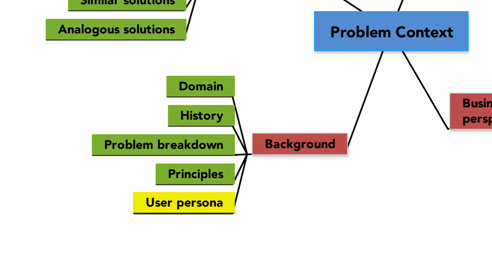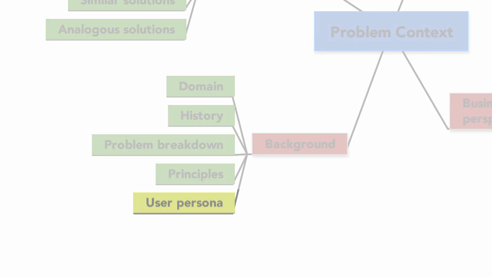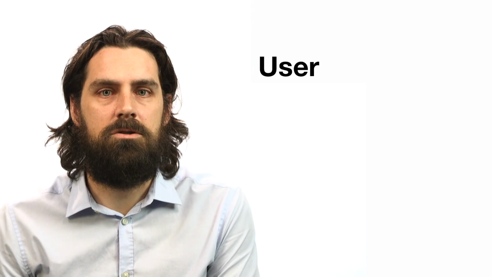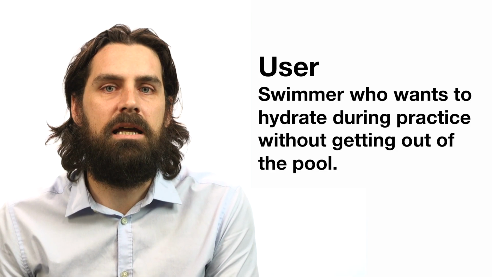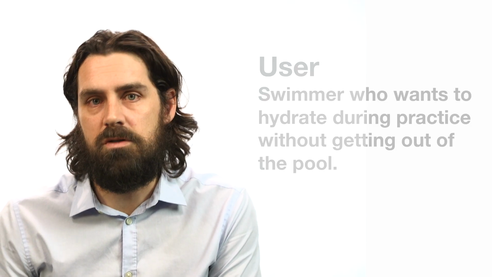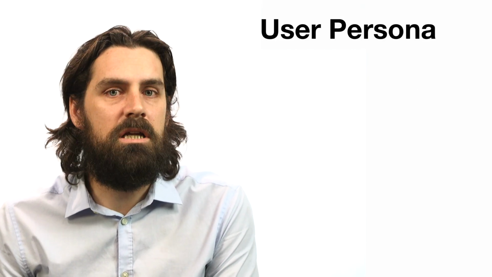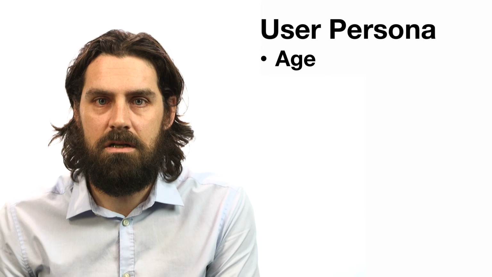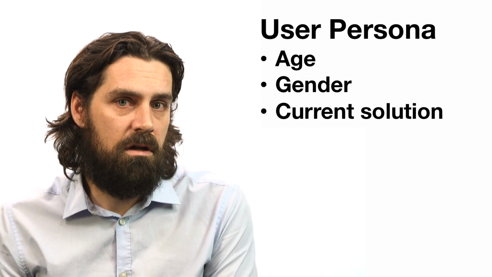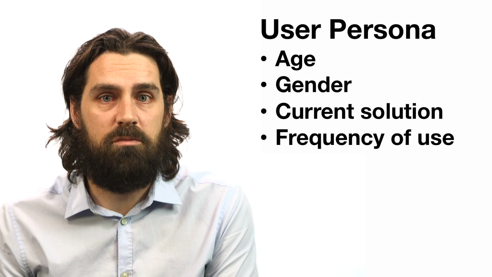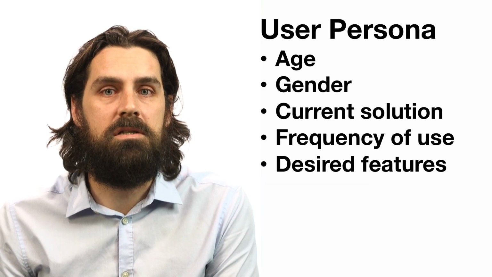The final category of the background is the user persona. And for the redesign of our water bottle, we've selected a user who is an athlete, a swimmer who wants to hydrate during practice without getting out of the pool. So to complete a user profile for this project, we need to identify this user's age, gender, what they currently drink from while they're in the pool, how frequently they hydrate during practice, and what they would want in a redesigned water bottle.